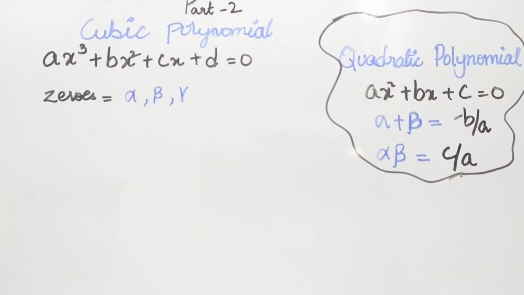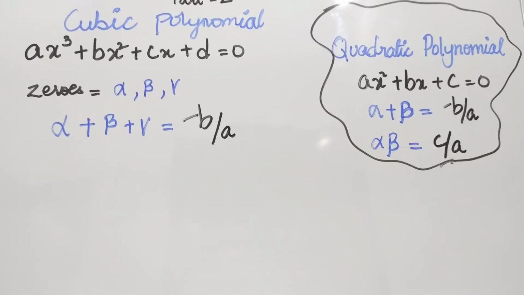Can I use this to write a relationship for this? What was the first one? It was the sum of zeros, just the sum of 2 zeros. So similarly I can write here alpha plus beta plus gamma is equal to minus b by a. Correct?